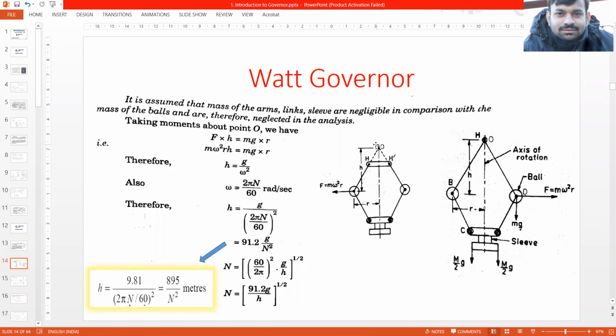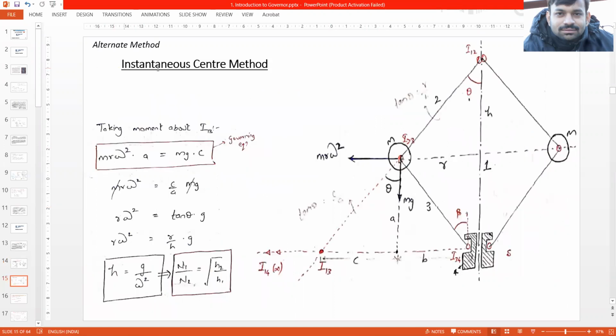This was the moment method. We can also use the instantaneous center method. Now, what is instantaneous center method? You have already studied it in your theory of machines, right? So this is a kind of 4-bar mechanism. We'll consider one half of this diagram, that is, we'll consider this left half.